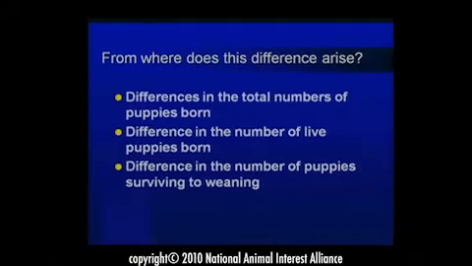So the next logical question is, where does this difference come from? It could be that the difference lies in the total number of puppies born. You've got X number in one, slightly more in two, and then fewer in subsequent parities. Or you could have a difference in the number of live puppies that are born, because of the way at CCI we count our dogs. In our case, it could be a difference in the number of puppies surviving to weaning. In other words, you could start with the same number of puppies, but wind up with fewer alive at weaning time, when that particular count that you saw is made.